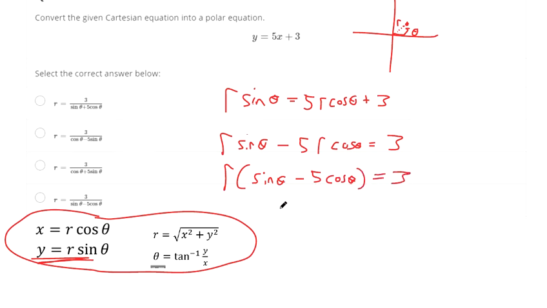The last thing to do here is to divide both sides by sine theta minus 5 cosine theta. So we got 3 over sine theta minus 5 cosine theta. Looks like this one's our winner.